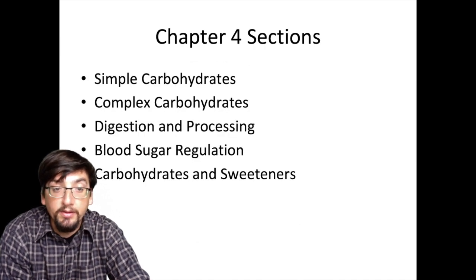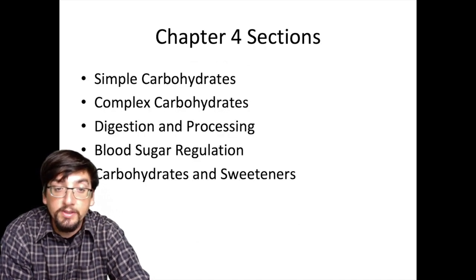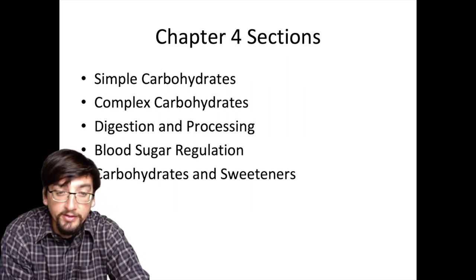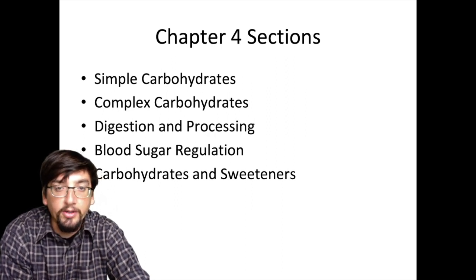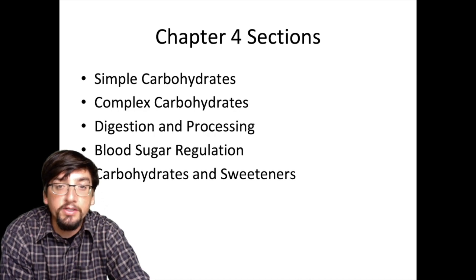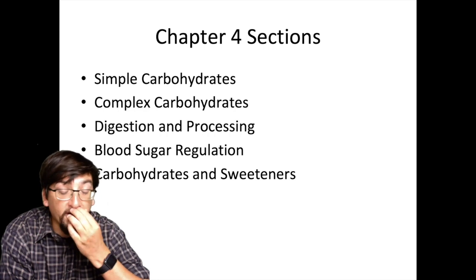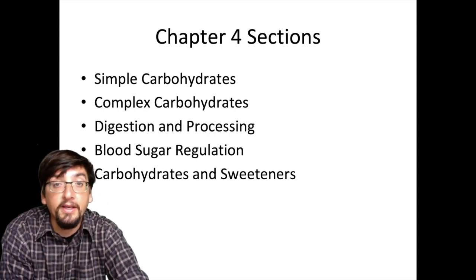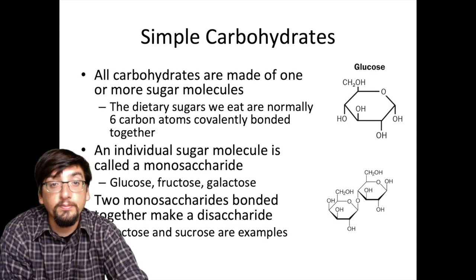So we're going to talk about the structure of carbohydrates, start with simple carbohydrates, and then go to complex carbohydrates. I'm going to talk a little bit about how they're digested, how they're broken down and processed in the body. I'm going to talk about how the quantity of carbohydrates in our blood is regulated, which is really important. We're going to see why. And finally, talk a little bit about how carbohydrates relate to our food, our diet, including sweeteners.